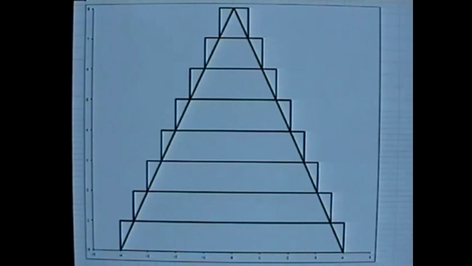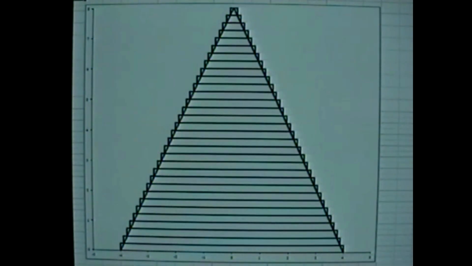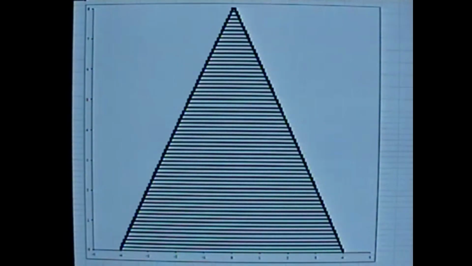Let's say we had 16. It would look like this. And less of the step pyramid would be peeking out. Or if we had 32 layers, it would be like this. Or if we had 64 layers, it would be like this, with very, very little of the step pyramid peeking out from behind.